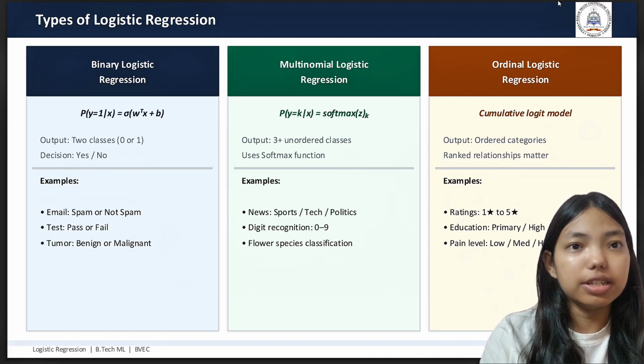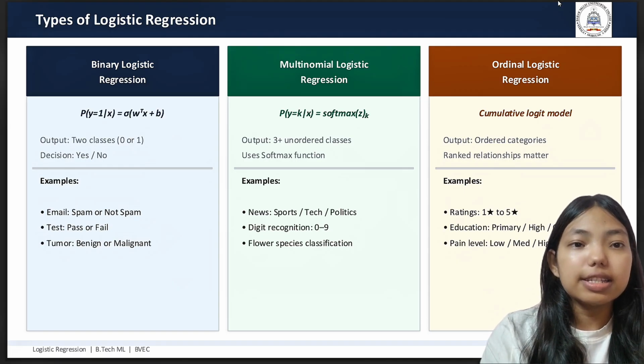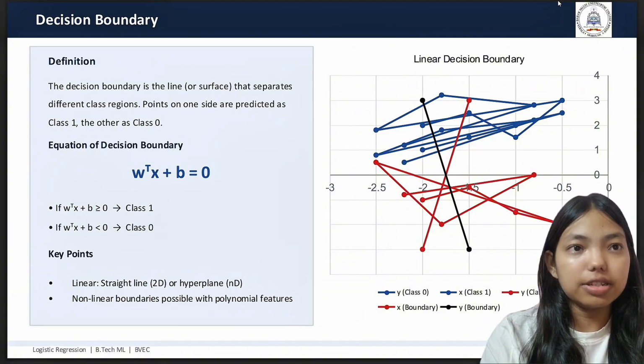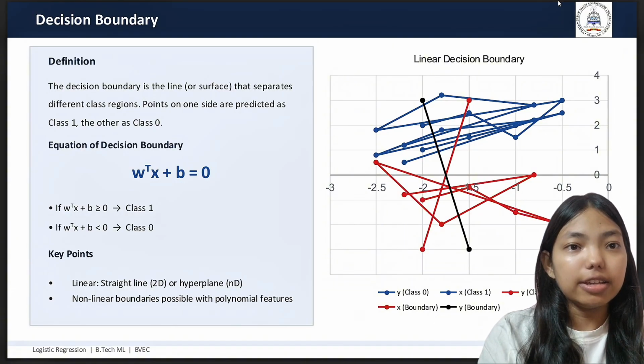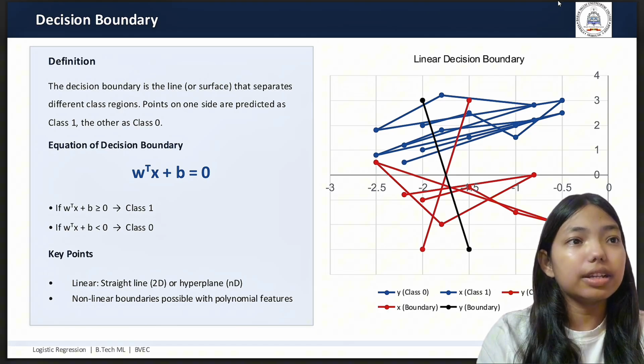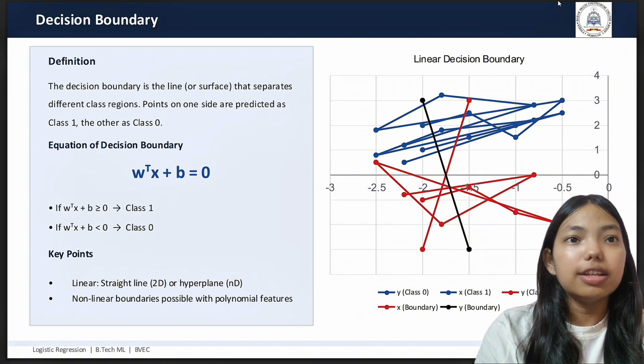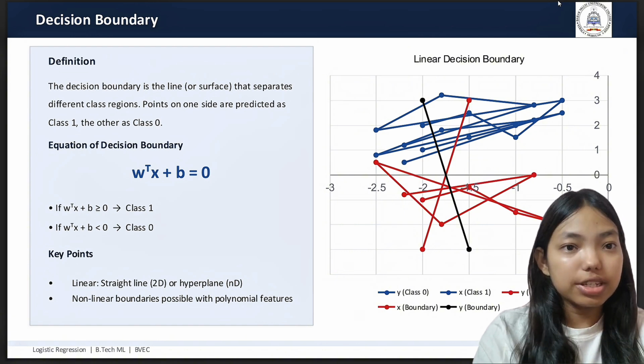Next, we have the decision boundary. Now, let us understand the concept of decision boundary. A decision boundary is basically a line or boundary that separates different classes in a classification problem. It helps the model decide which data belongs to which category.